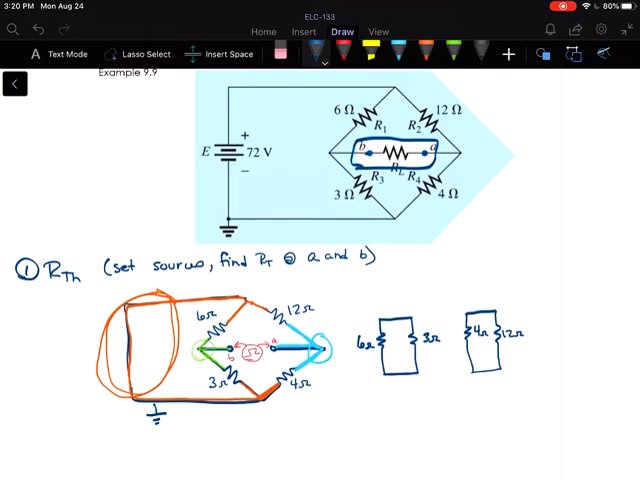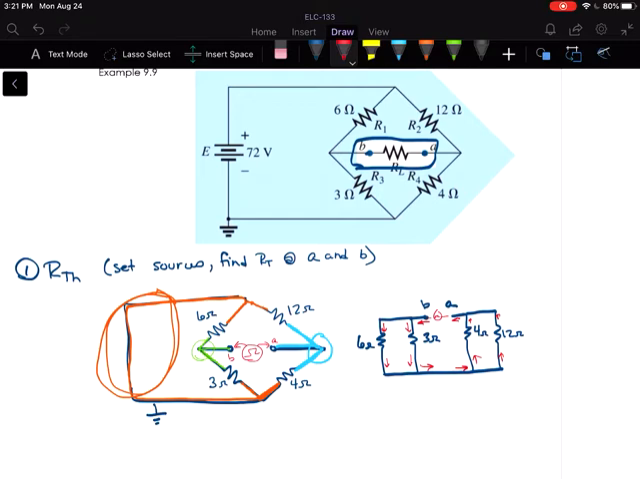Now, where is A and where is B? Well, A is over here between the 4 and the 12, and B is over here between the 6 and the 3. And on the other side, these are all connected to each other. So that's really what we're looking at here. So when I put my ohmmeter here, remember it's going to put a little bit of current into the circuit. That current splits here and then comes back together over here. Splits here and comes back together here.